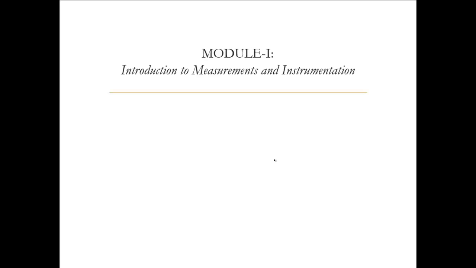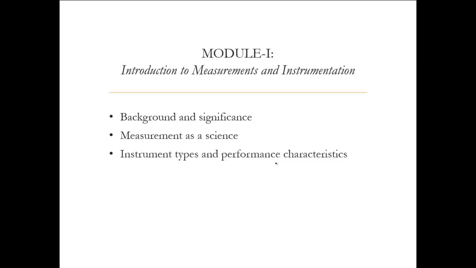All right, so let's move to module 1. We would study measurements and instrumentation as the basics here. We first cover the background and significance of measurements, measurement as a science, instrument types and performance characteristics, and then errors during the measurement process and calibration.